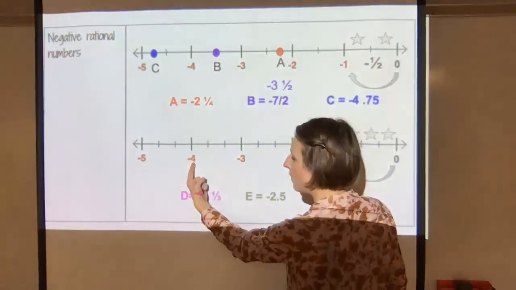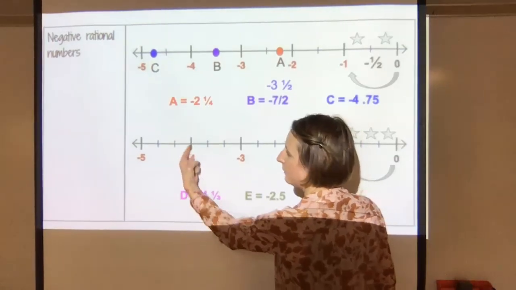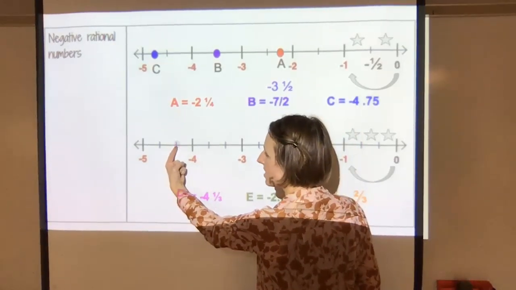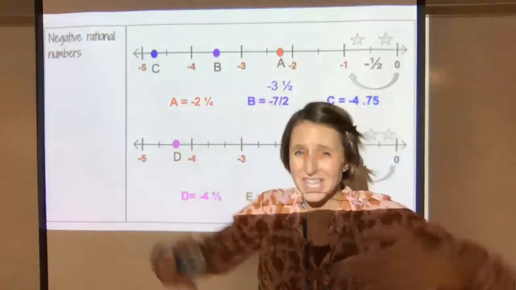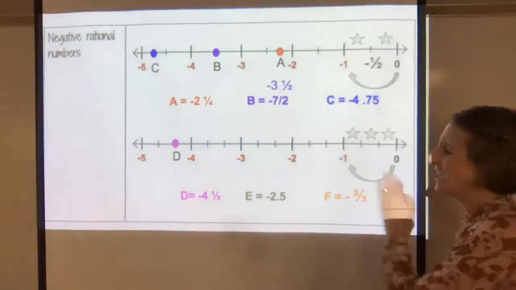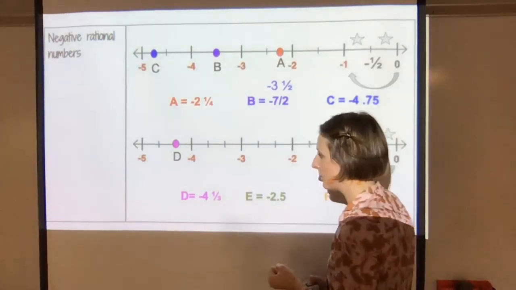So I'm going to find -4. This is not -4 and 1/3, right? -4 and 1/3 is right here. I'm going to put point D. Being mindful, we have to switch our thinking. We're so used to going to the right. We have to make sure, though, that we're moving to the left when we're dealing with those negatives, okay?